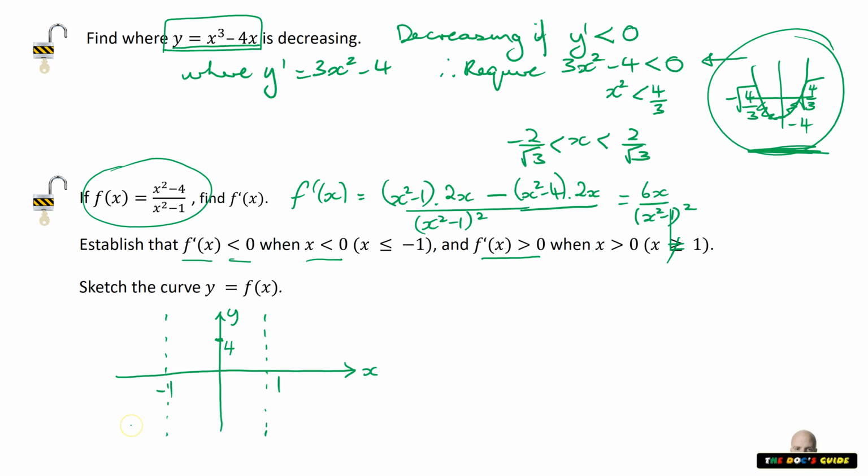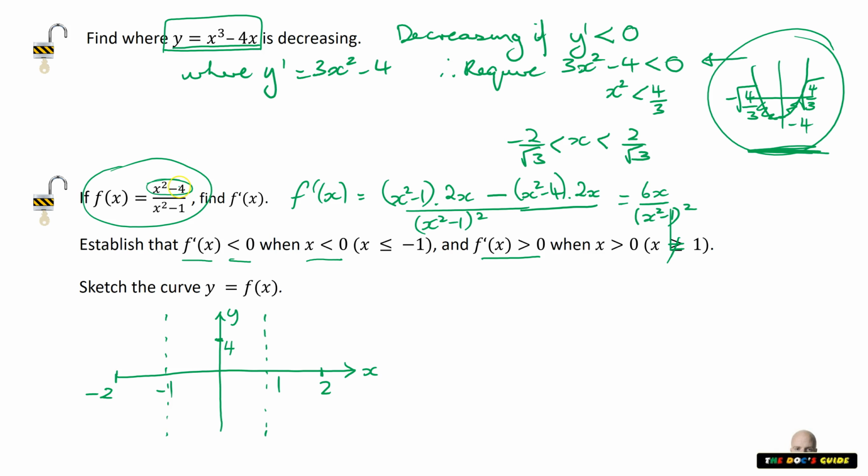We're going to cut the x-axis where y equals 0, so that will be when the top is 0. And given that this is x minus 2, x plus 2, that will happen at plus 2 and at minus 2. We're going to pass through the x-axis.